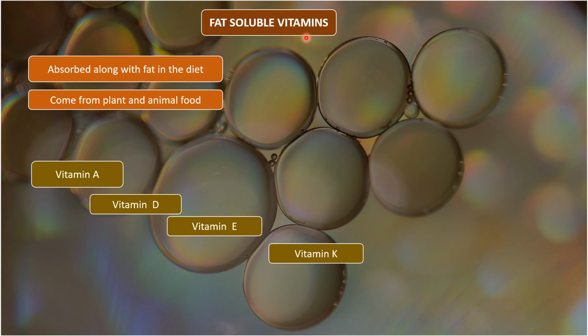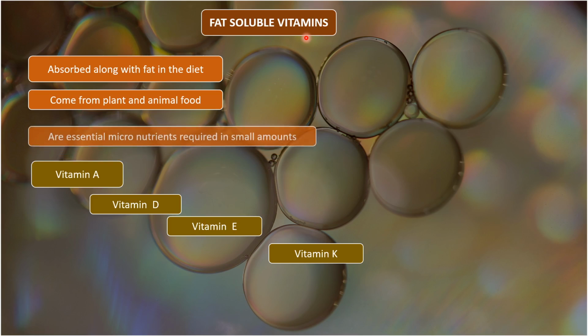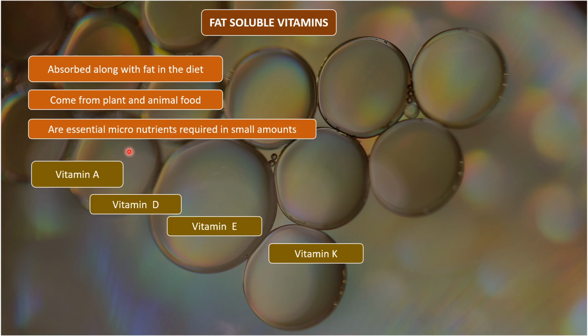These are essential because vitamins cannot be made in our body, so they have to be obtained from outside, from our diet, right? So these are essential micronutrients required in small amounts. We require vitamins in very small amounts, but it is very important to have them, right? So these are vitamins A, D, E and K.